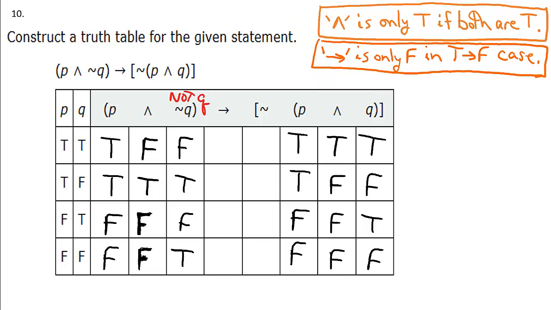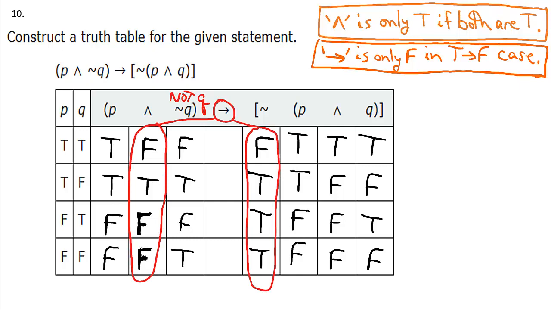And now that you've got those, do the not. That means all the and values change to their negation. So not true is false, not false is true, not false is true, not false is true. Now you're ready to look at the implication, and you're using the values under the and on the left of the implication, and you're using the values under the negation for the right side of the implication. You always use the values under the very last column you did on each side.